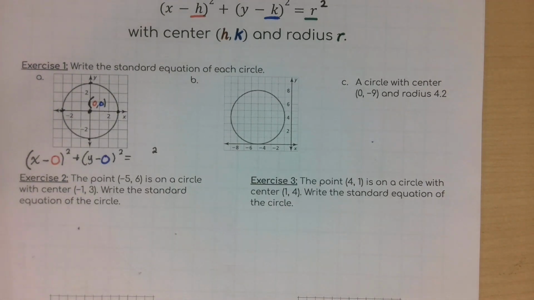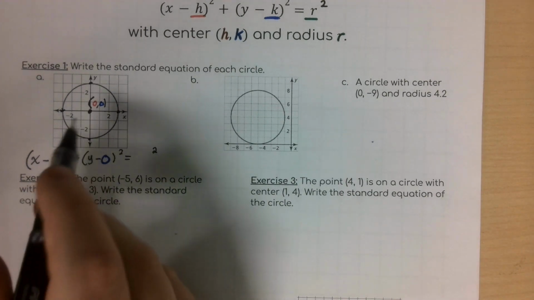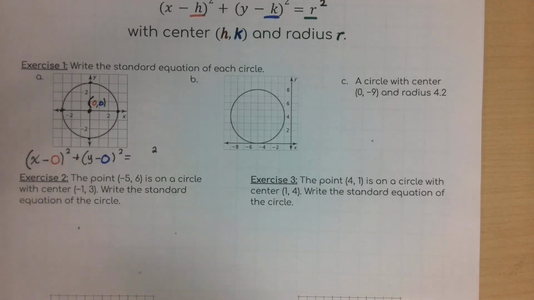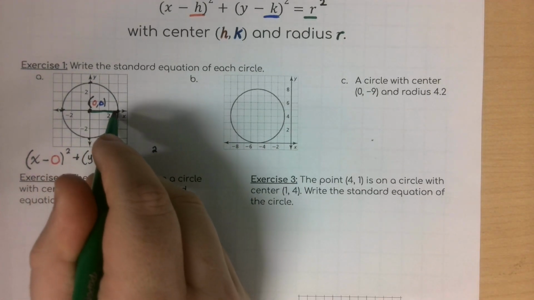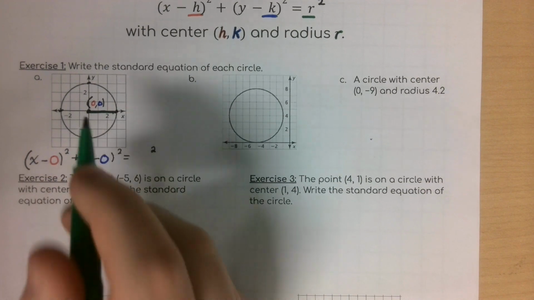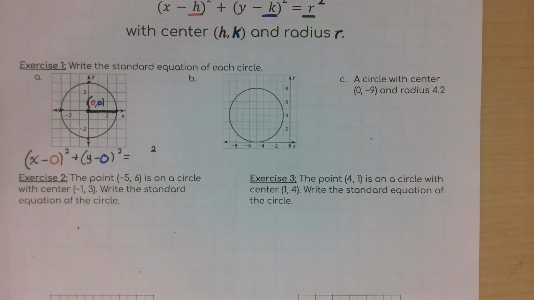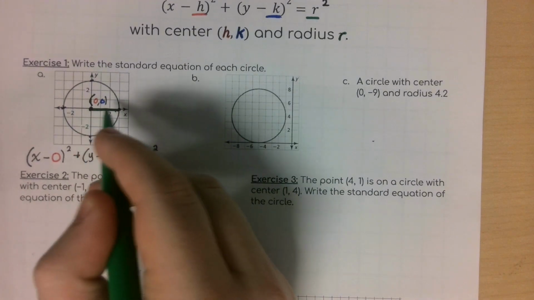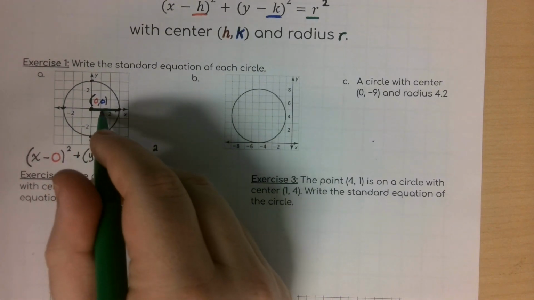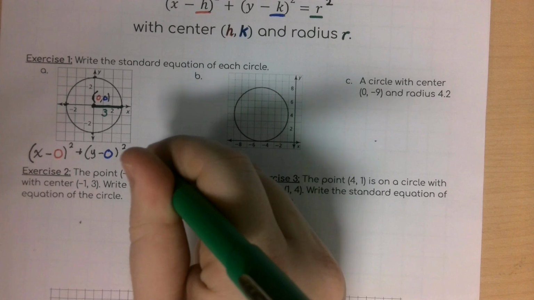The last thing we need is the radius of this circle. To find the radius, find a distance between the center of your circle and the edge of your circle. You can go up, down, left, right, diagonal. Doesn't matter as long as you can find the distance accurately. But since we're on a grid, it makes sense to just go left and right. This line segment is 3 units long, so our radius is 3.